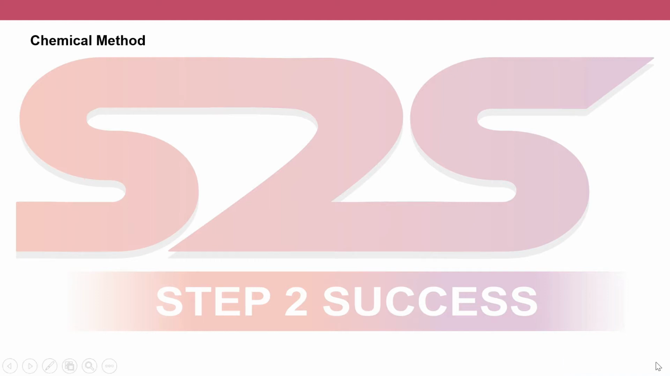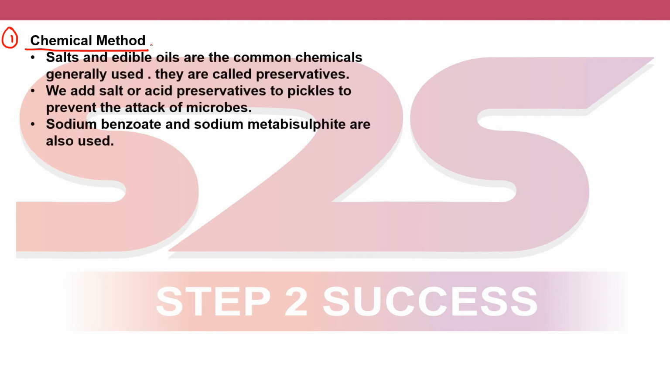So as I said, we will be studying about food preservation now. We will be reading about the different methods by which food can be preserved. So the first one we are studying about is the chemical method. Salts and edible oils are the common chemicals generally used. Salts and the edible oils are called preservatives.